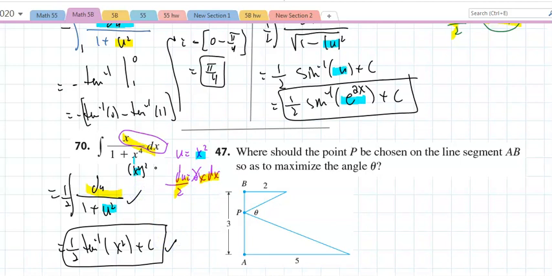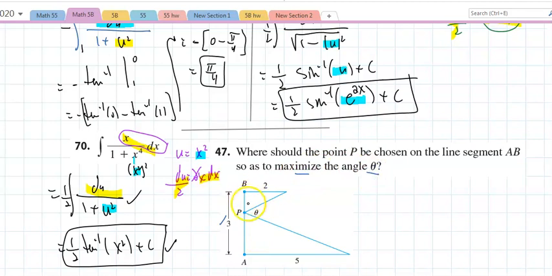I want to set up number 47. It's on your homework. Suppose this is 3 meters, 3 feet, 3 miles, whatever it is. This is 2. Where should the point P be chosen on the segment AB so that we maximize the angle theta? Well, I want to maximize an angle. I know how to do that. I'll take a derivative and set it equal to 0.